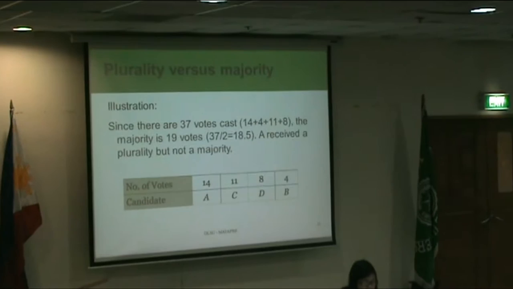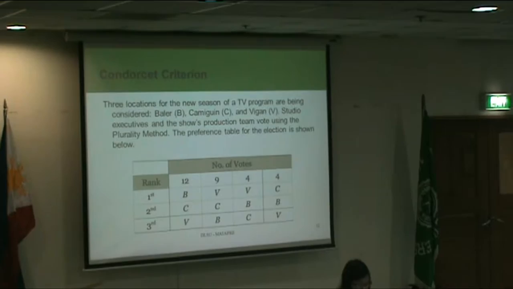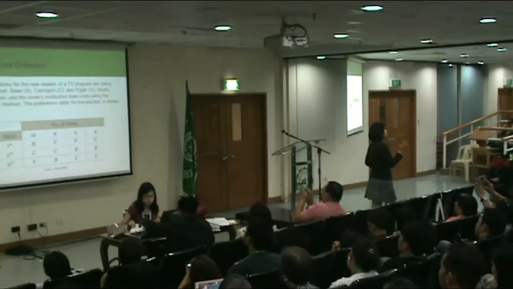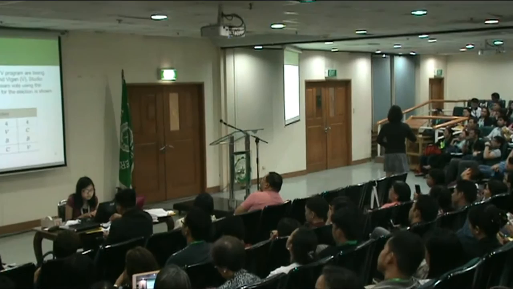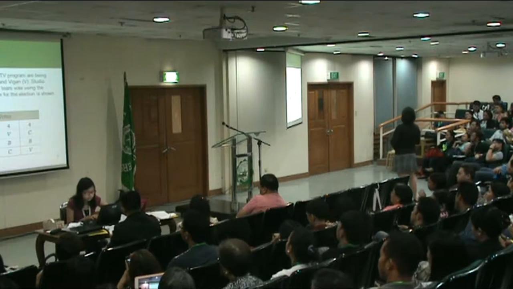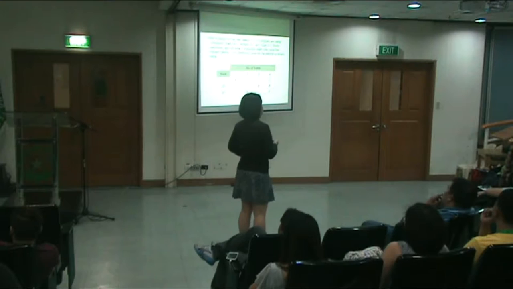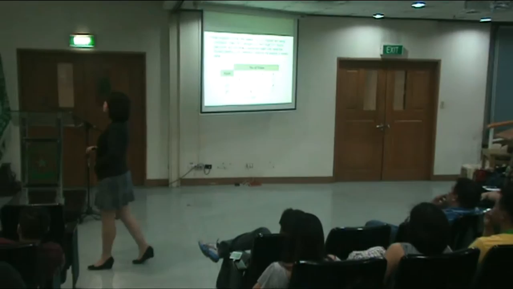Let's see, will the plurality method satisfy the Condorcet criteria? That's the reason why I set up the Condorcet criteria, so that we already know how to find the Condorcet winner. Based on plurality, who will be the winner here? V, right? Victory, 9 plus 4, and that would be 13. On plurality. Okay, let's apply our Condorcet method and see what the Condorcet winner will be.